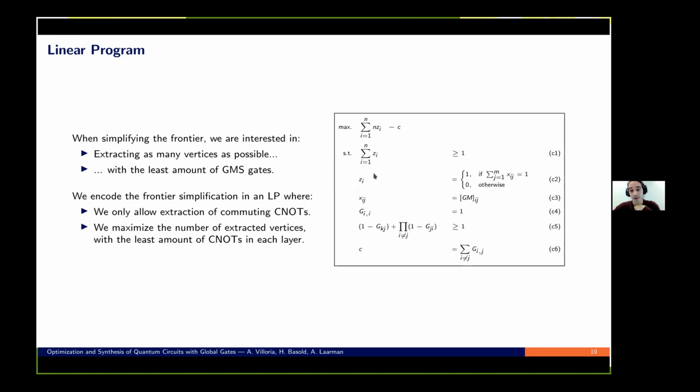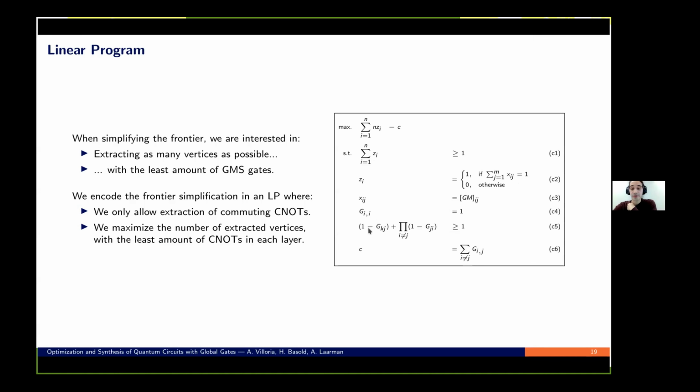Now, if we set this variable set I to 1 when there is a row with just a 1 and 0 otherwise, we can count the number of extractable vertices. And then our matrix G here is the commuting CNOT layer itself. So it will have one CNOT diagonal.